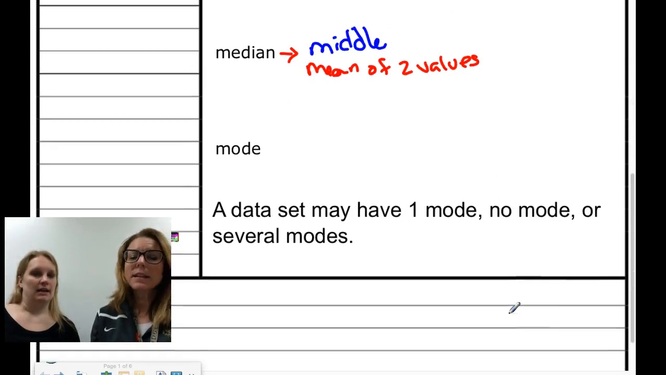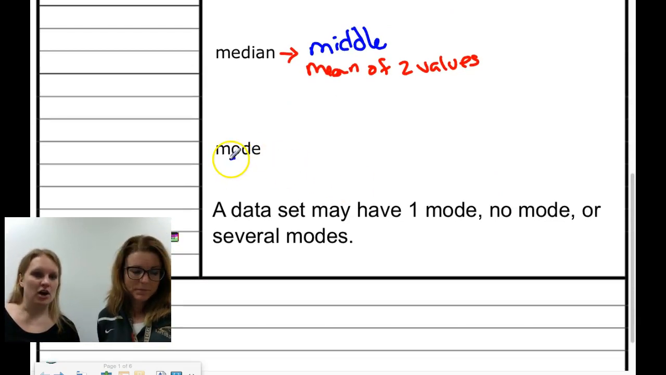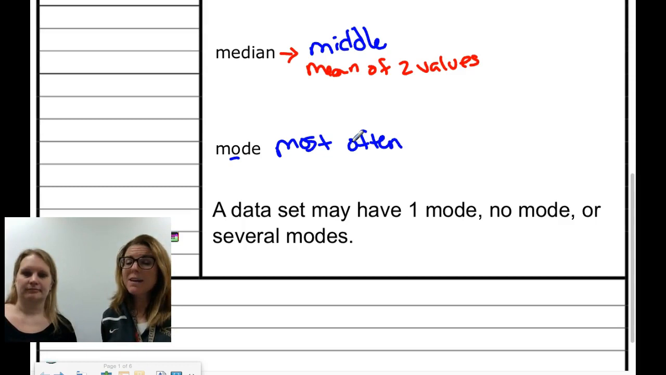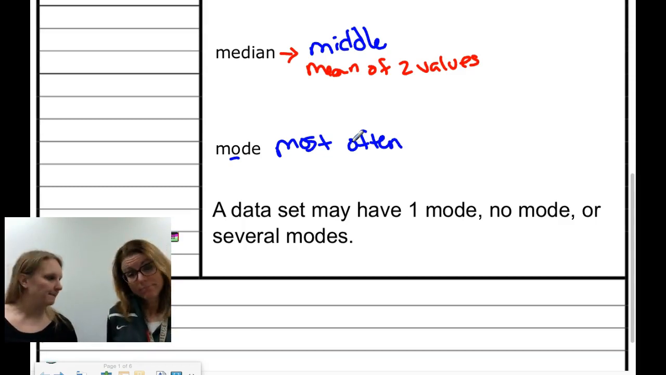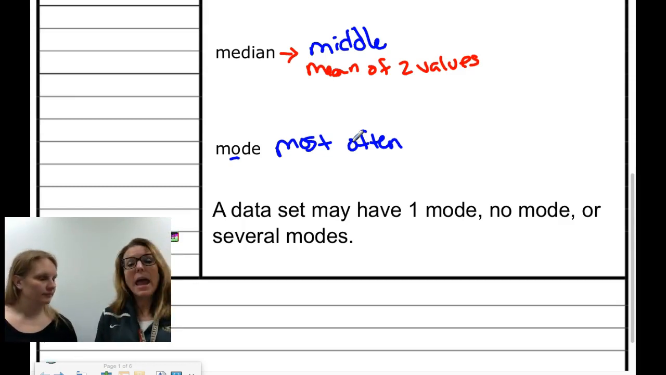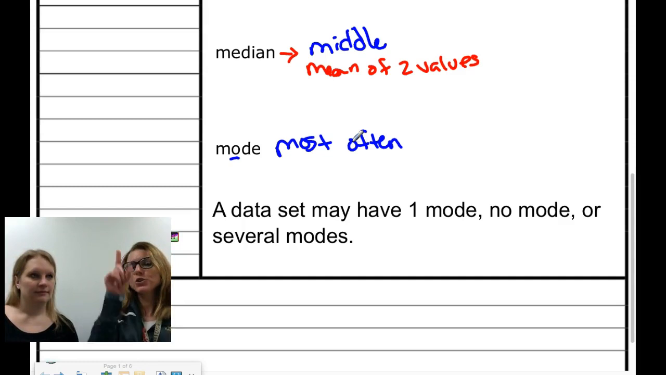And last but not least, mode. Again, that O reminds me it's most often. So which number or value occurs the most? I like that. A data set may have one mode, no mode, or several modes. Okay. That is possible. However, if you have a data set and every number only occurs once, that is no mode. No mode, yep.